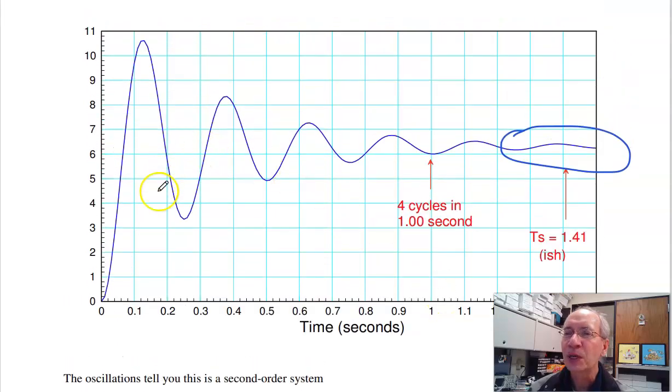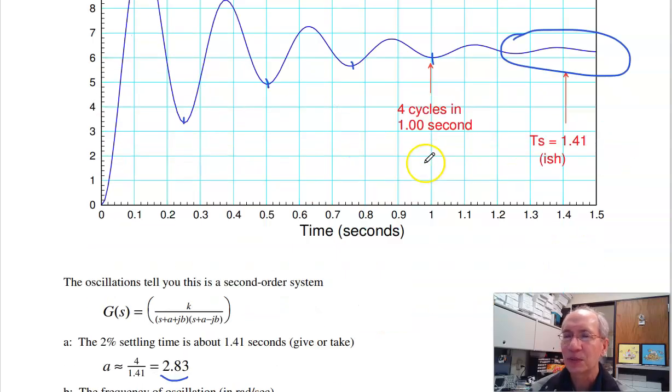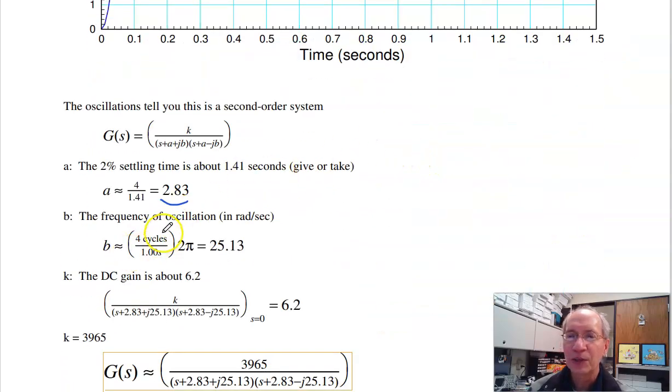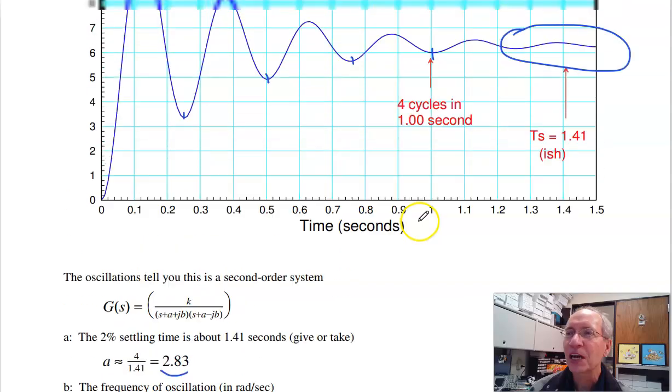To get the complex part of the pole, find the frequency of oscillation. So here's 1 cycle, 2 cycles, 3 cycles, 4 cycles. I chose 4 cycles in 1 second. That gives me a frequency of 4 times 2 pi. Again, anything English is wrong. Convert to radians per second, 25.13. That's the complex part. Then the gain on top.